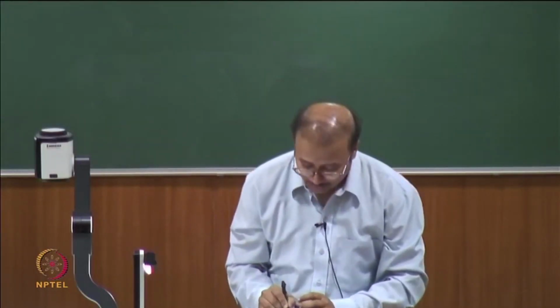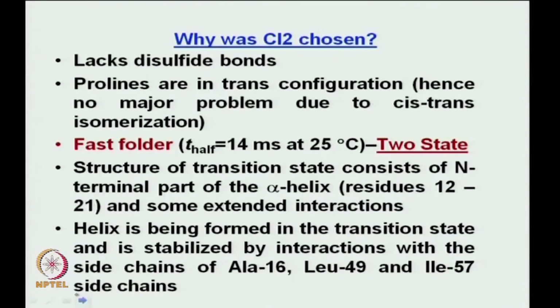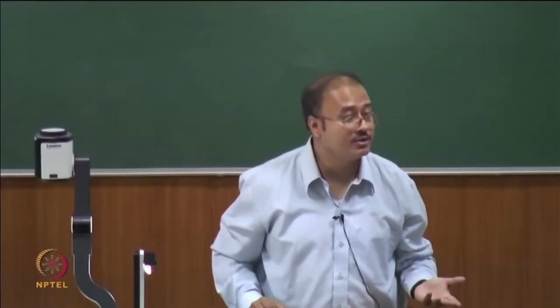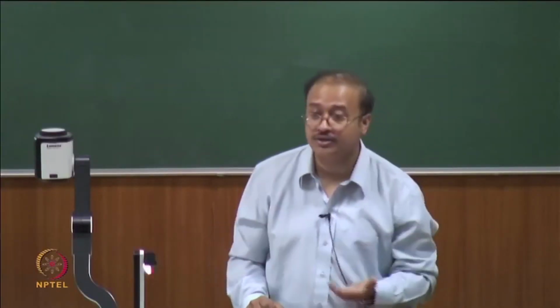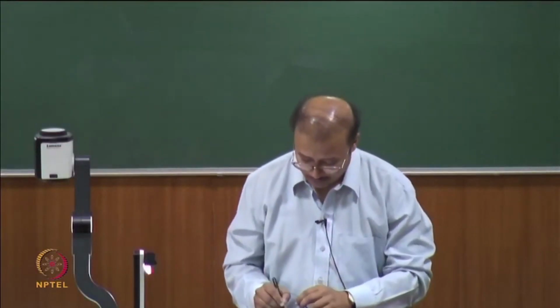And what are these extended interactions? So, the helix is being formed in the transition state. They showed that, I will tell you how they showed it, and it is stabilized by interactions by these amino acids, which are alanine 16, leucine 49 and isoleucine 57, and these are the side chains. Okay. Now, obviously, the question is, how did they know this, right? I am just telling you experimental facts, but they had to do the experiments to realize that these are the actual interactions involved. Okay.